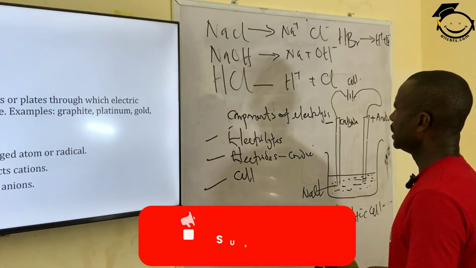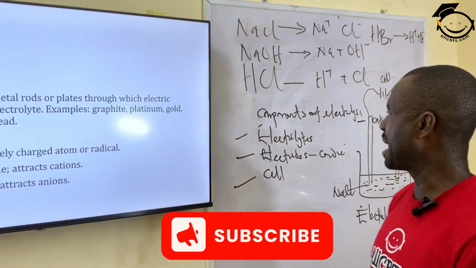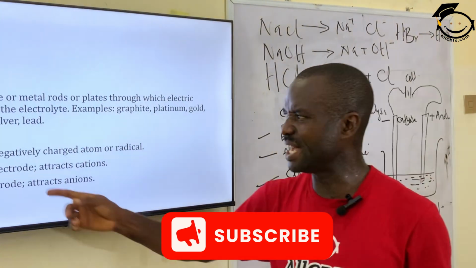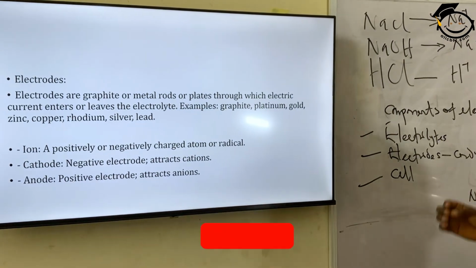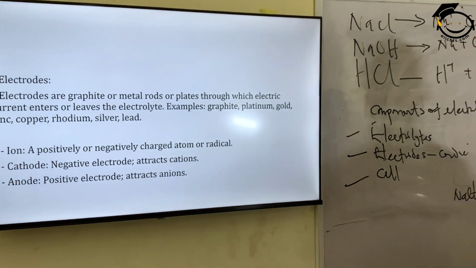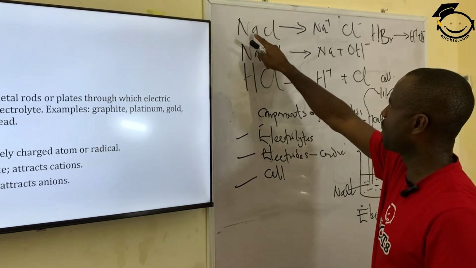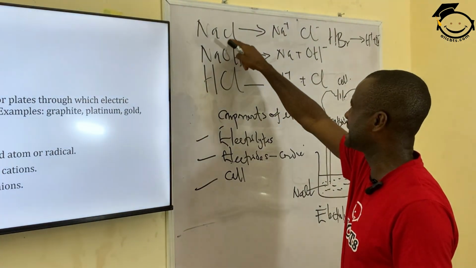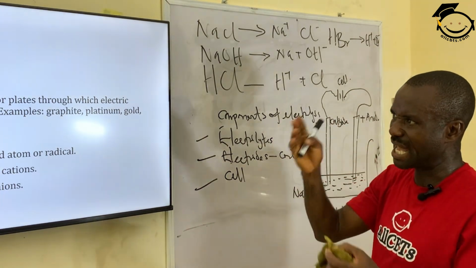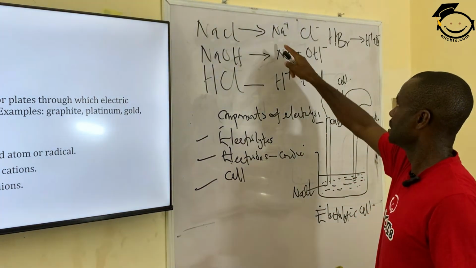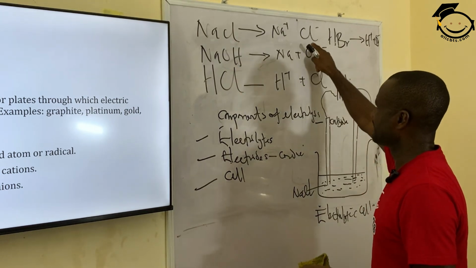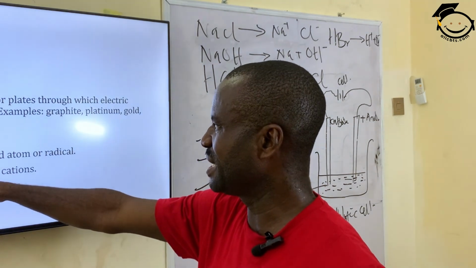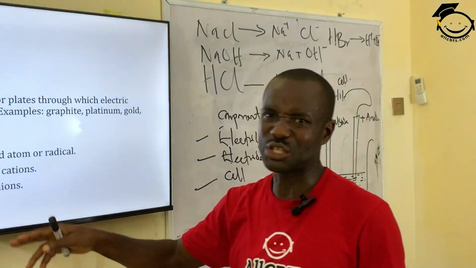Now, let's look at some terms we use in electrolysis. We make mention of ions. Ions are charged atoms. For instance, sodium is an atom. When it is charged, it becomes sodium ion. Chlorine is an atom. When it is charged, meaning it is broken down into its ions, it becomes negative. So we can refer to ions as positively or negatively charged atoms or radicals.